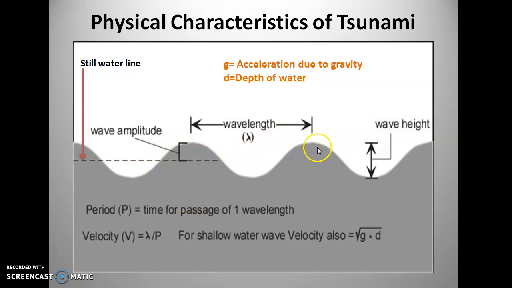This is a waveform, and this is the normal still water line. In case of a tsunami, crests and troughs occur, and there are some terms related to this. This is the wavelength, a length called lambda. It is the distance between two crests, and this is the wave height, the height between the trough and the crest. The period p is the time for passage of one wavelength, and velocity v is equal to lambda by p. For shallow water, wave velocity is also root of g into d, where g is the acceleration due to gravity and d is the depth of the water.